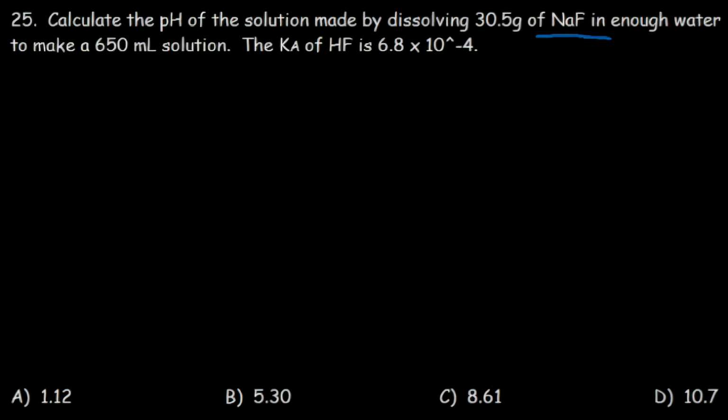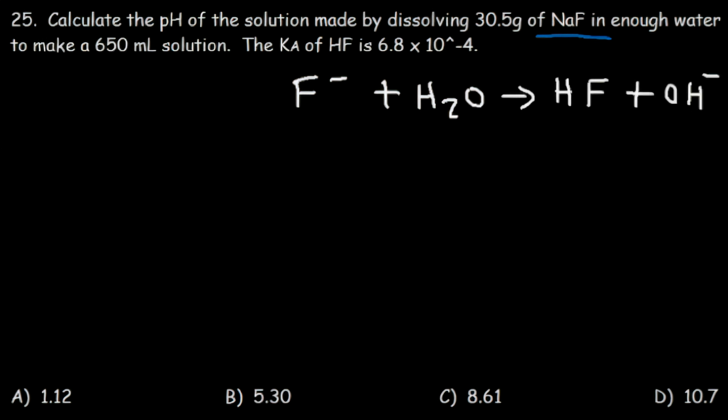So first, let's write the reaction. When we dissolve sodium fluoride in water, sodium is going to be the spectator ion, so we don't have to worry about it. Fluoride is going to react with water to produce HF and hydroxide. And it's reversible. HF is a weak acid. And so let's make our ice table.